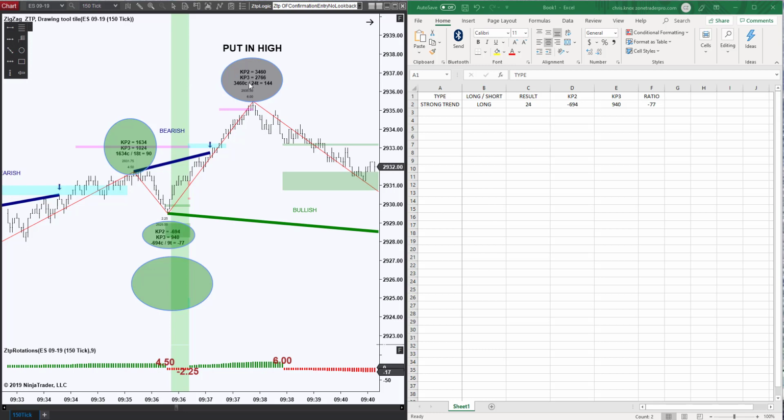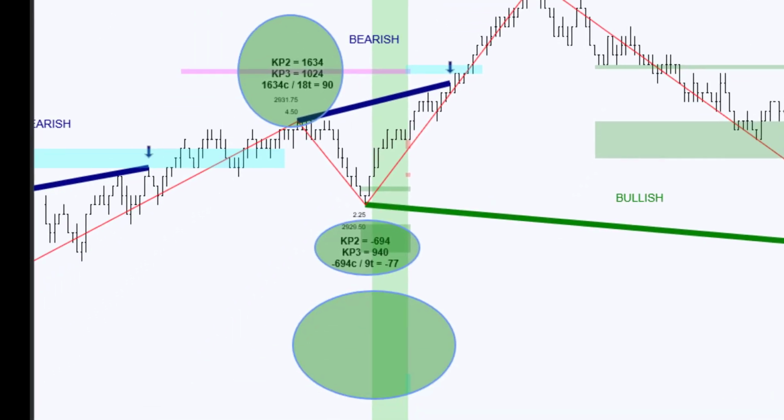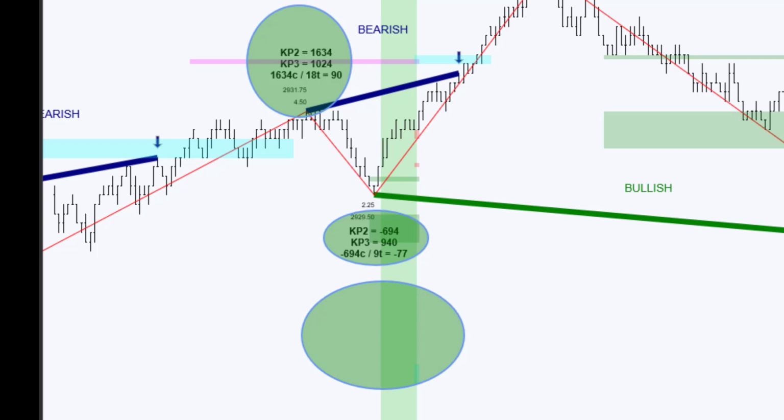So what I've done is I've gone back to my original chart over here, and I'm going to take 6 different data points. If we look at our very first trade from Thursday of last week, the first data point I'm going to take is the type of the trade that we were showing, and in this case it's a strong trend. So I've put strong trend there, and then it was a long trade. We got 24 ticks out of that, and then I'm going to record the KP2, KP3, and the ratio from down here, which led into that trade.